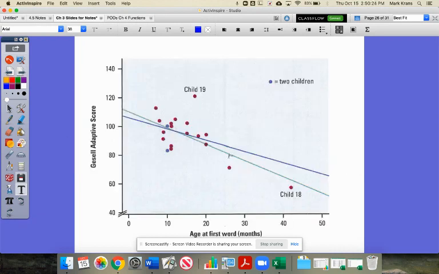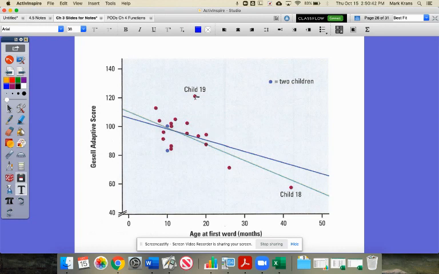So if you look here, see this cluster of dots right here? Most of the kids right here, this was their age when they spoke their first word, and then their Gesell adaptive score, which is a test that they took later, okay? Most of the kids follow this regression line, all right?